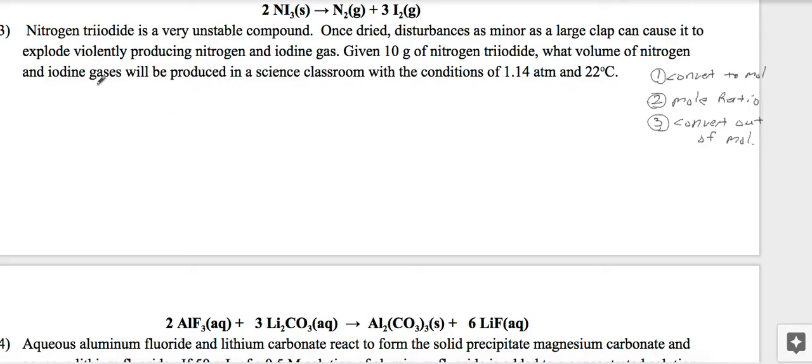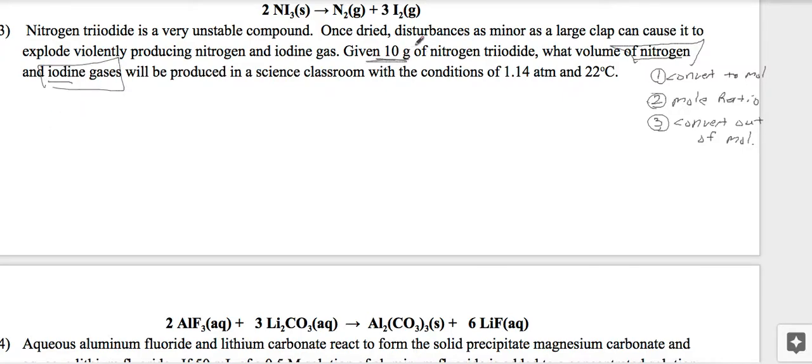So those are 3 steps. Nitrogen triiodide is kind of a fun compound. It's very unstable. If it's dried and just touched with a little feather or just a large clap, it will explode into nitrogen gas and iodine gas. So if we have 10 grams of this stuff, what volume of nitrogen and iodine gas would be produced? So we have 2 different problems here. We're looking for the volume of nitrogen and volume of iodine, but both of those are volumes.